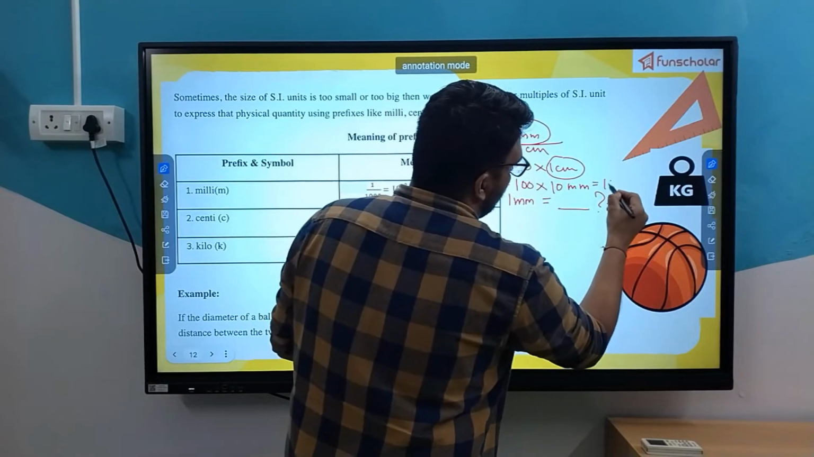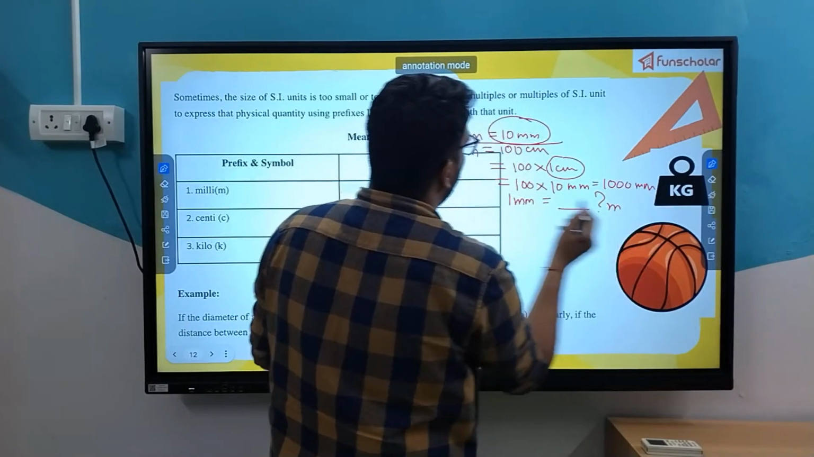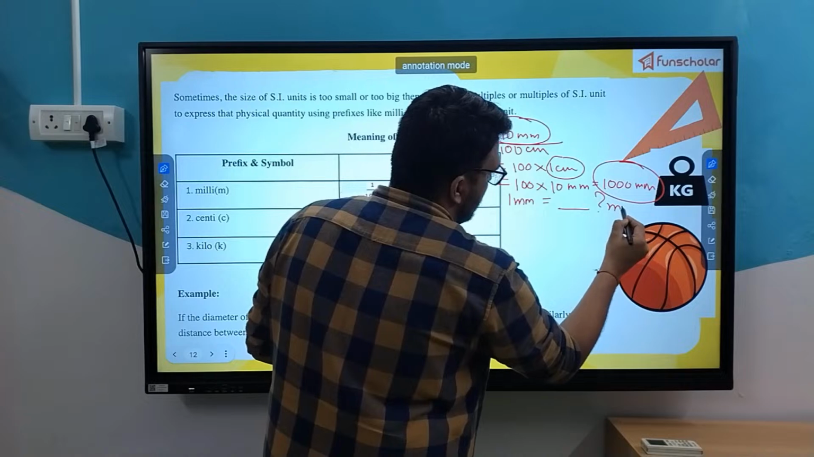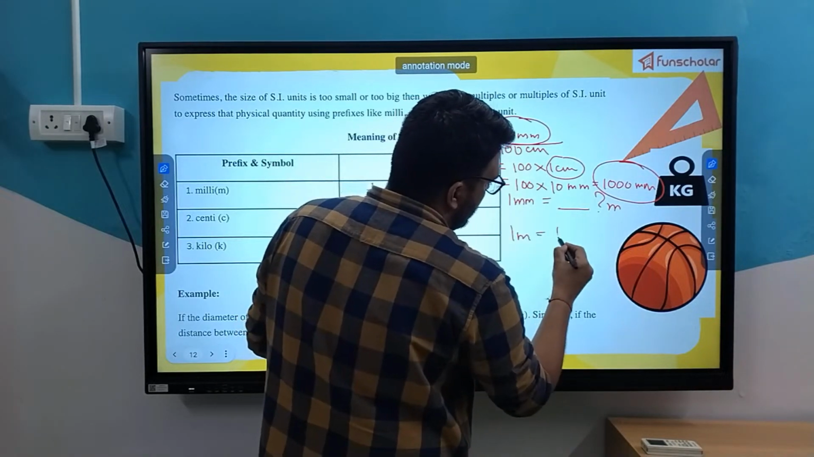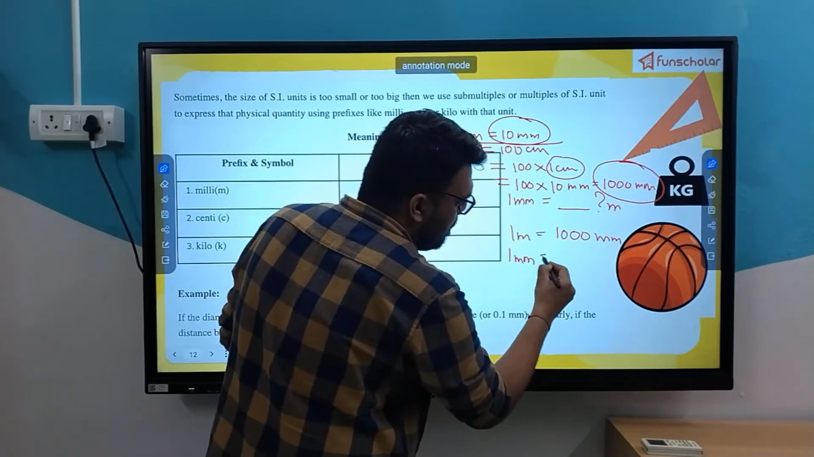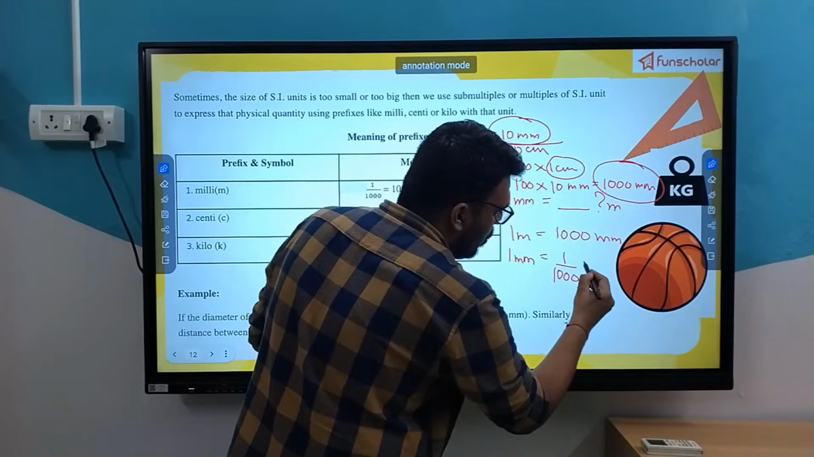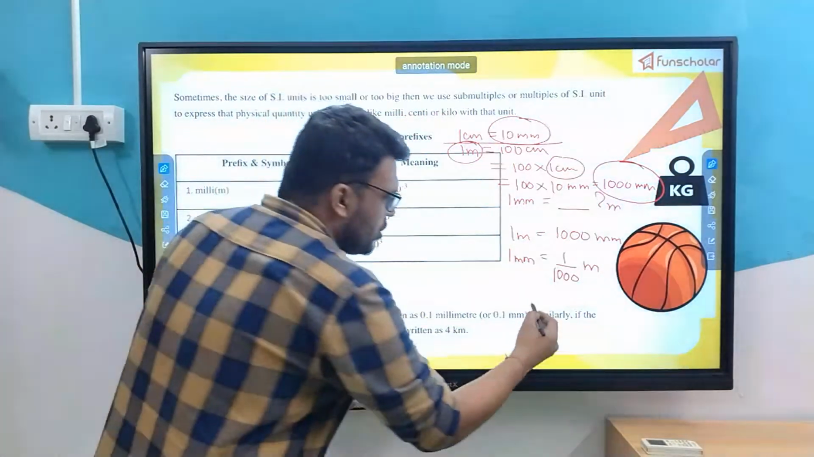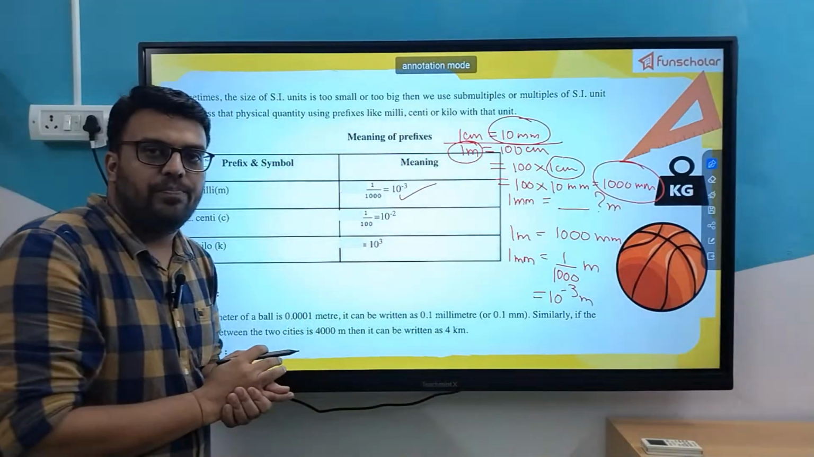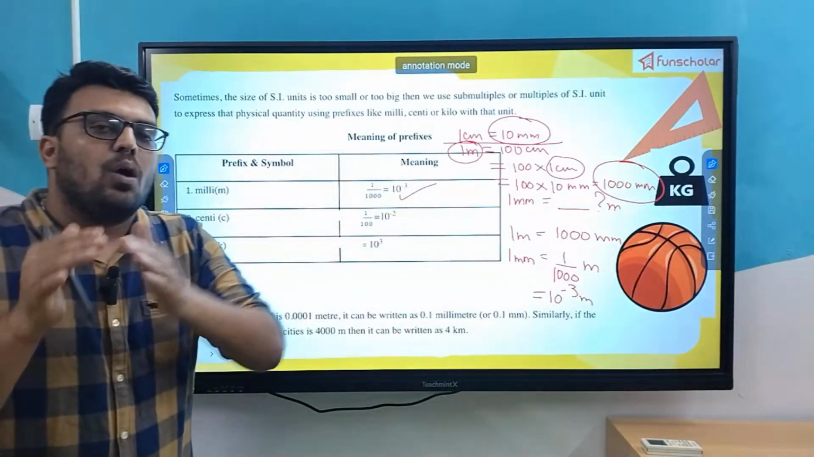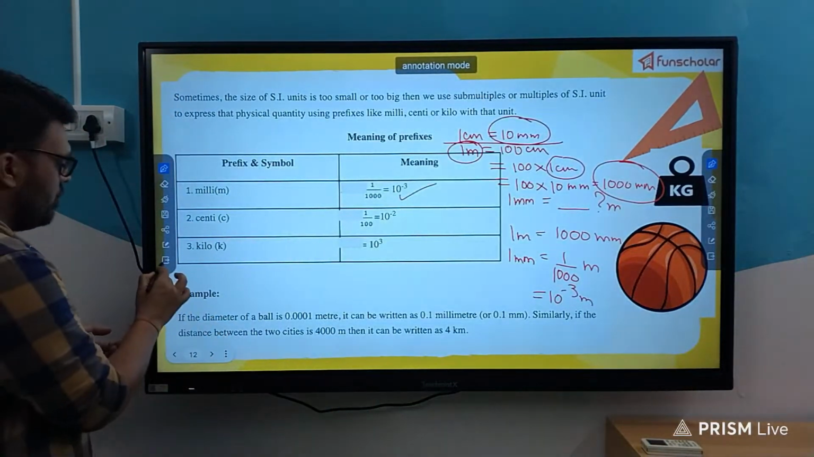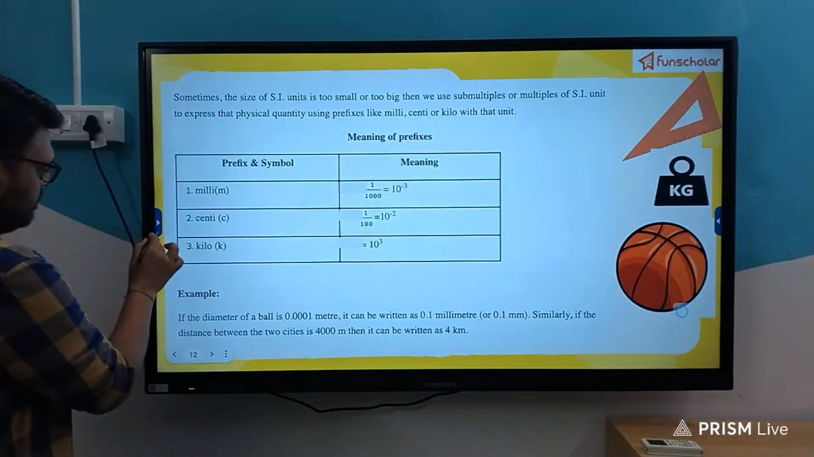So the final answer will be 1 meter is equal to 1000 millimeter. So can we say that 1 millimeter is equal to 1 upon 1000 meter? And in exponential form this will be 10 to the power minus 3 meter, which is given here. So this is how we convert one unit to another unit. Okay, so this is the basis of conversion. Now let's try to solve the question.